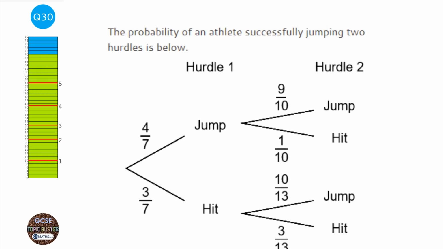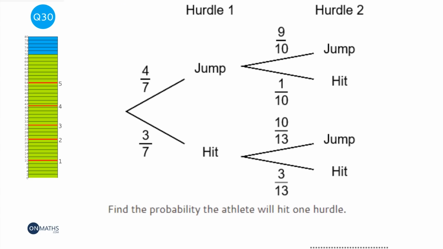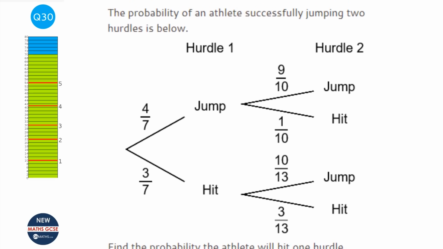Okay, so we've got an athlete and 2 hurdles, and if he jumps the first one, the probability of him jumping the second one will change. So it's a conditional question, and we're asked what's the probability he will hit 1 hurdle. Now 1 hurdle does not mean 2 hurdles. 1 hurdle means exactly 1 hurdle, so you've got to be careful with the question.